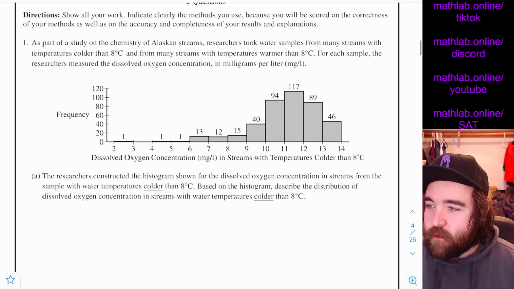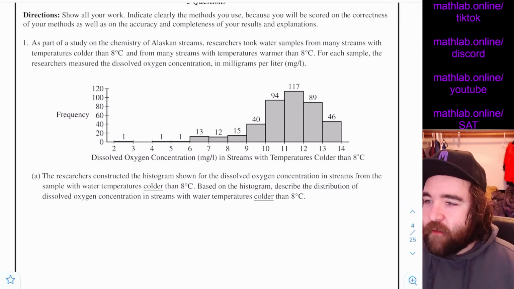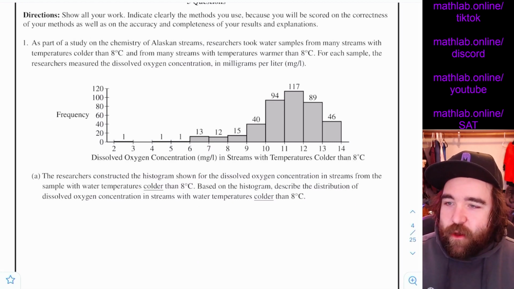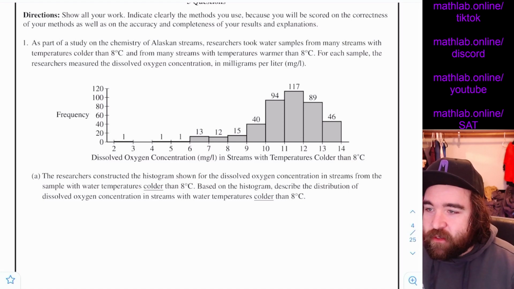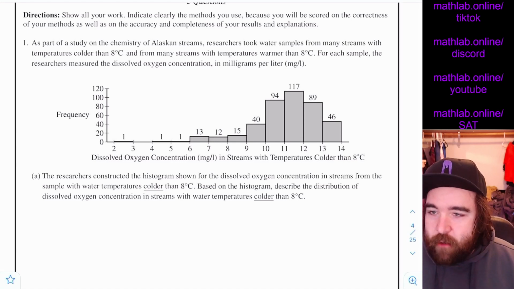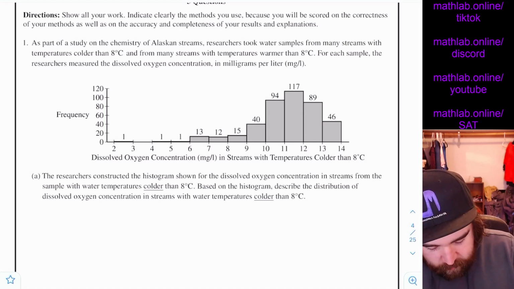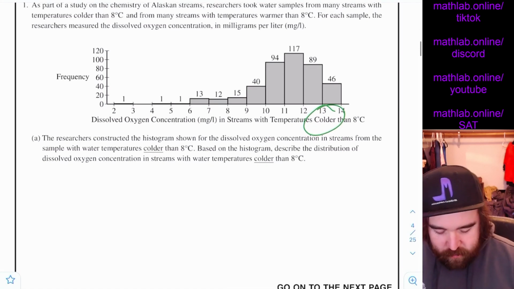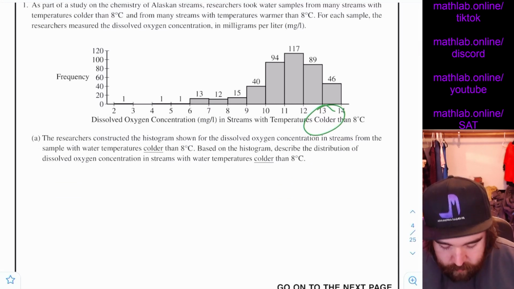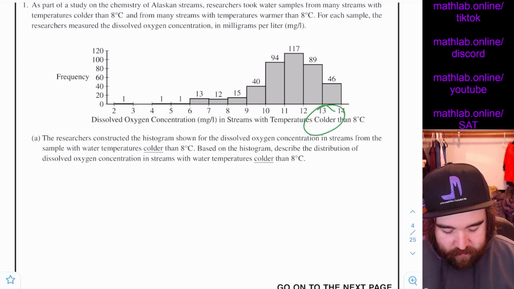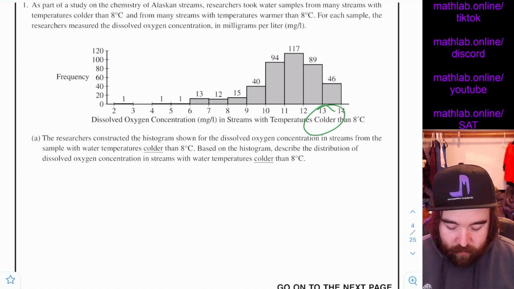So let's go. As part of a study on the chemistry of Alaskan streams, researchers took water samples from many streams with temperatures colder than 8 degrees Celsius and from many streams with temperatures warmer than 8 degrees Celsius. For each sample, the researchers measured the dissolved oxygen concentration in milligrams per liter. These are the colder ones. Let's circle that so we don't miss it. The researchers constructed the histogram shown for the dissolved oxygen concentrations in streams that are colder than 8 degrees. Based on the histogram, describe the distribution of colder.